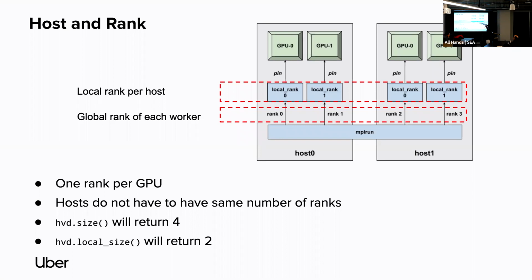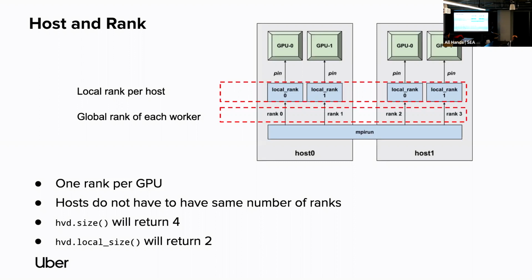So you have a global rank, which in this case you can see goes from rank 0 to rank 3. But within every host there are also local ranks, right? Like rank 0 and rank 1. And in Horovod, there are APIs to ask what is the size of the world, which would be 4. Or if every worker queries what's the local size, it is 2.